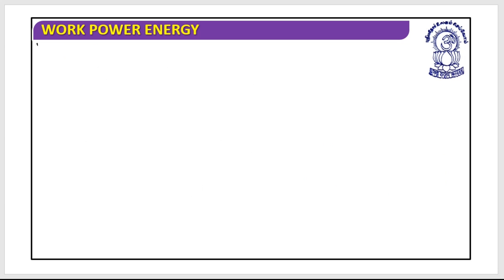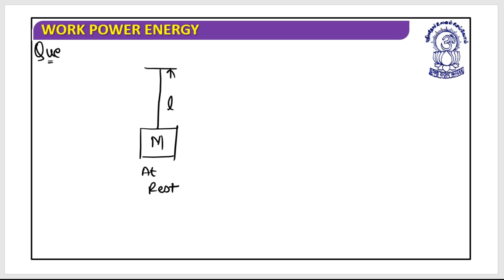Suppose the situation is, if you remember the class on collision, we have this pendulum that we call a ballistic pendulum. This is mass M. Initially it is at rest. This is the length L, the length of the pendulum. We have one bullet having mass m and velocity u.